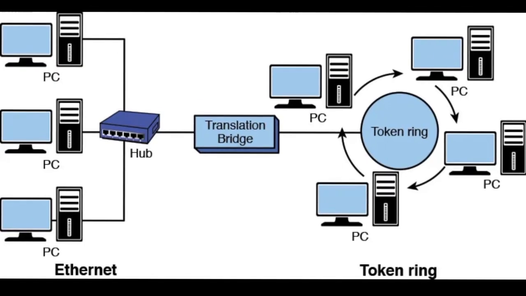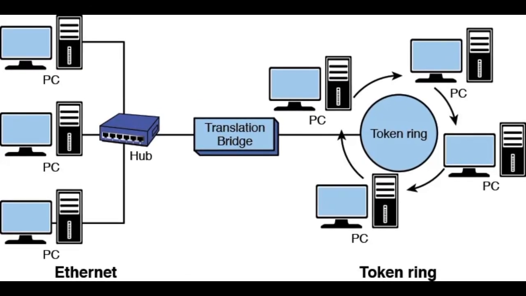Then the second one is translational bridge. A translational bridge plays a key role in changing a network system from one type to another. These bridges are used to connect two different networks like token ring and Ethernet.